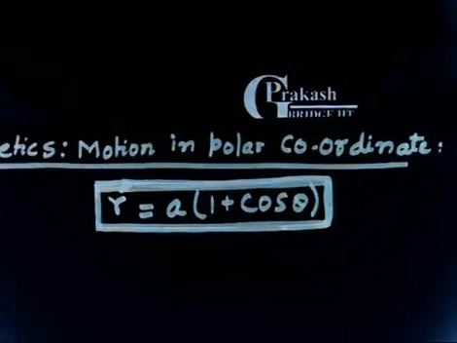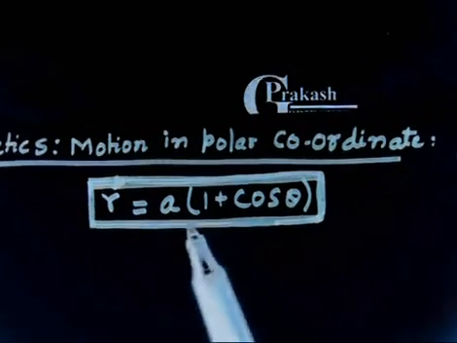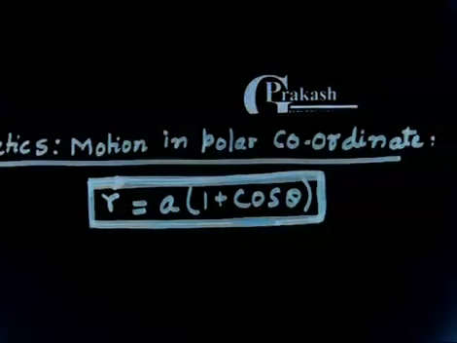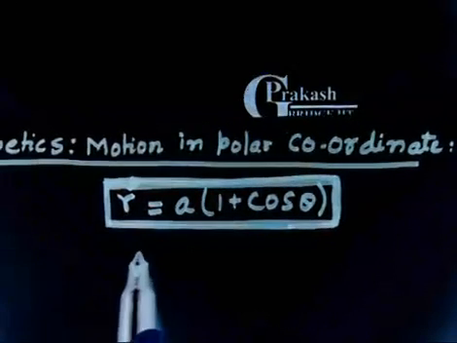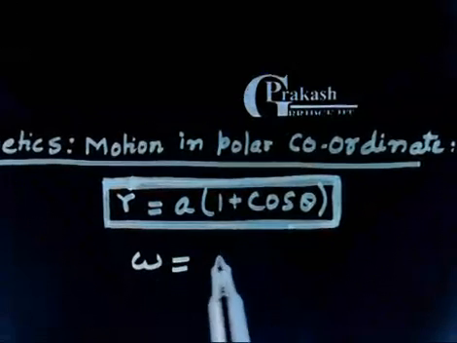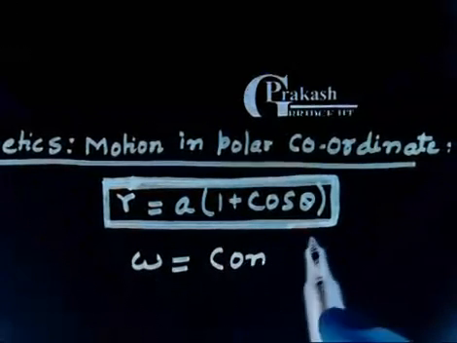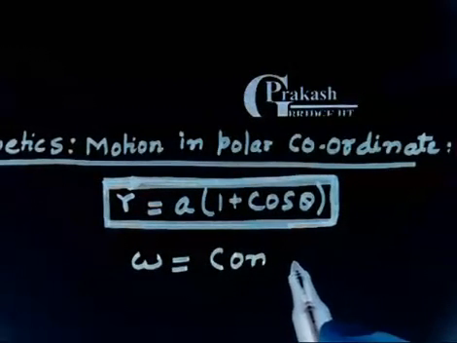Okay, this problem says a particle moves around the curve, and the equation of the curve is given by r equals a(1 plus cos theta), with a constant angular velocity omega. So this says it moves with constant angular velocity omega, that is, d theta over dt is given to you.